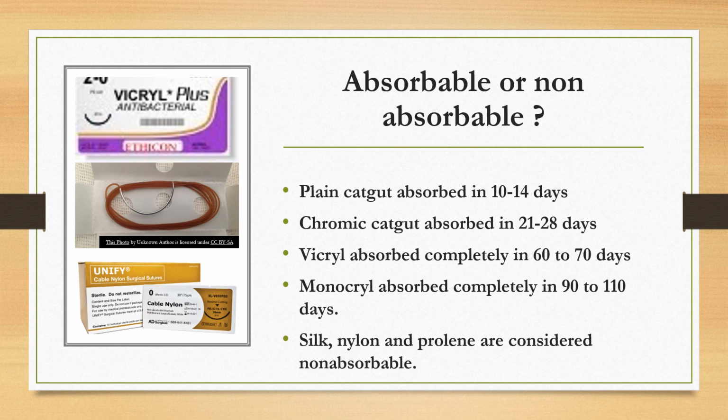Vicryl, for example, is absorbed completely in 60 to 70 days. And as you know, Vicryl can be used, for example, to suture some of the layers of the abdominal wall too, in cesarean section and in X-lap.